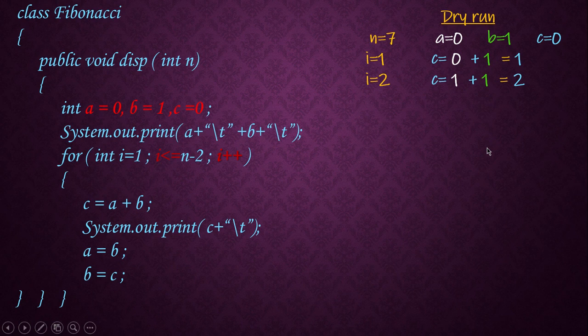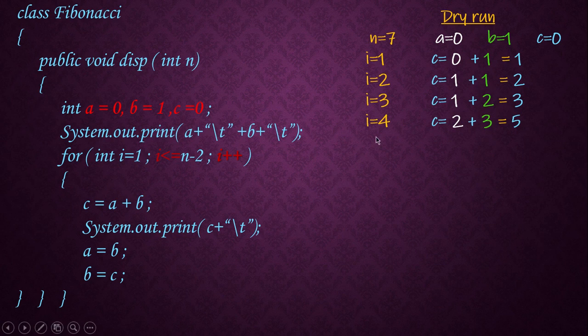So i equals 2. The previous two values are taken, so C value and B value are taken. Next, i equals 3. Then the previous value of B is stored in A and the previous value of C is stored in B to get the number 3. In this manner these numbers are generated.